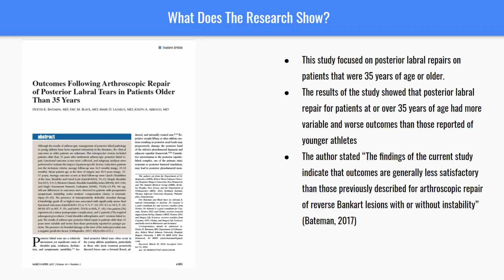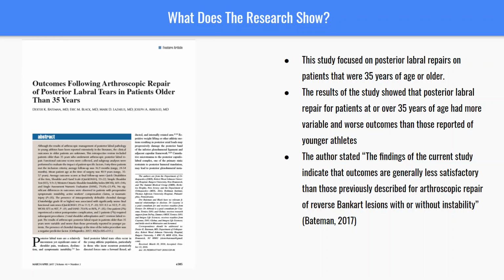Another article here looked at outcomes following arthroscopic repair after a posterior labral tear in patients older than 35 years old. They're following up on people who went through with the surgery to see what the results were. The results showed that posterior labral repair for patients at or over 35 years of age had more variable and worse outcomes than those reported for younger athletes. And that's what we see with SLAP tears as well. So with posterior labral tears and SLAP tears, we see those same sort of results.